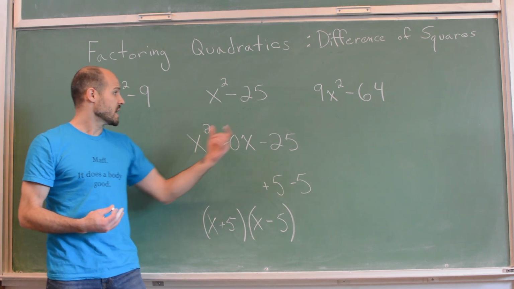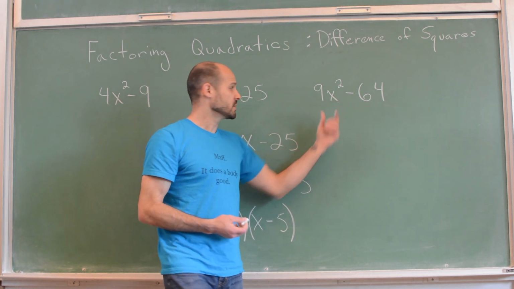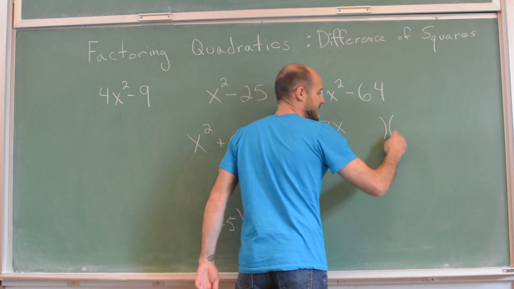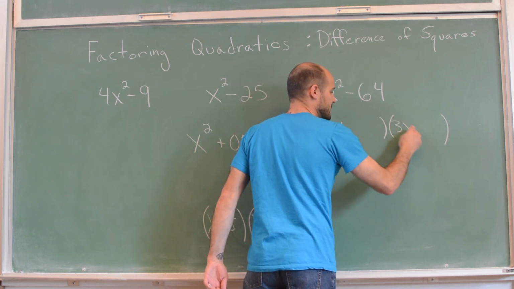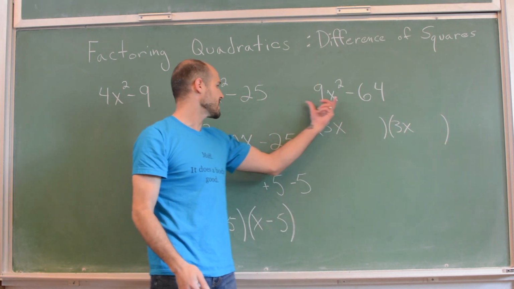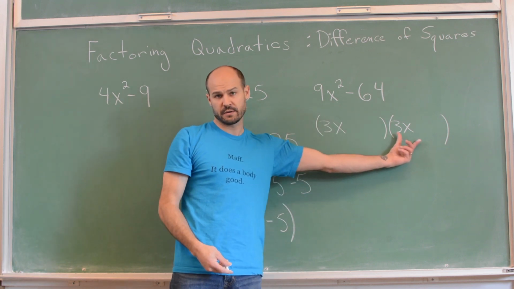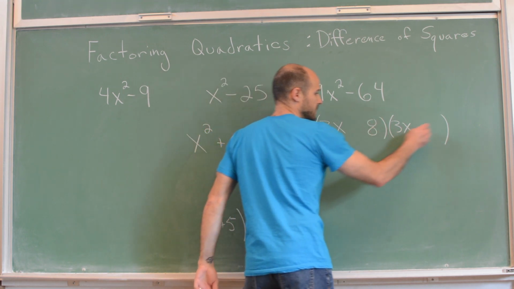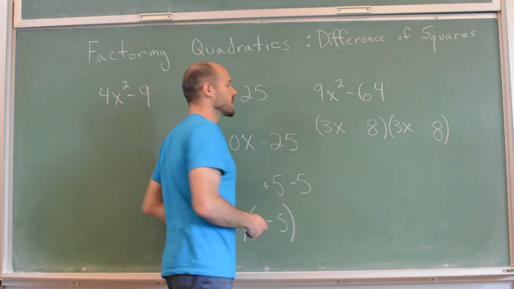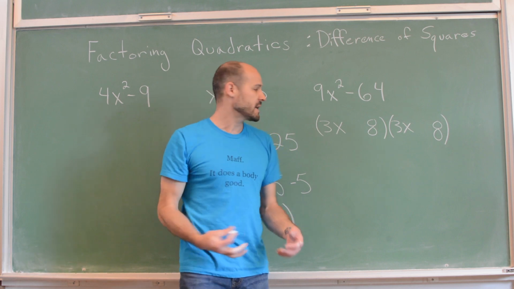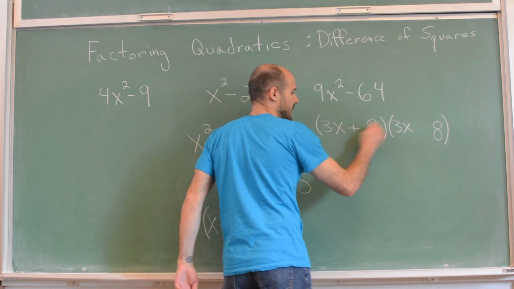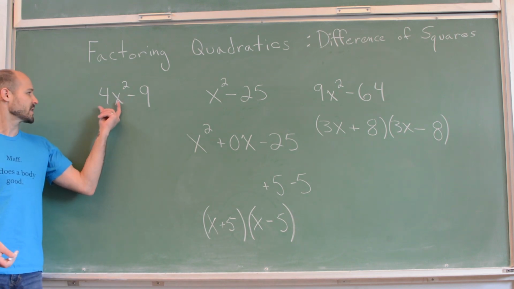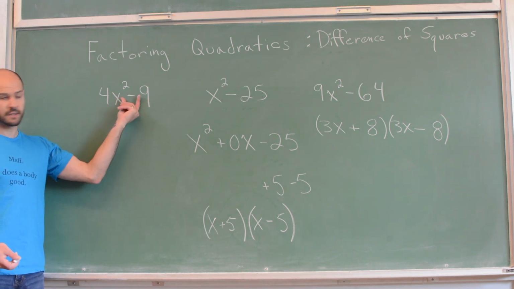All we do is we find the square root of the first term, and we plug that in the beginning of each set of parentheses. The square root of 9x squared is 3x, so it goes here and here. The square root of 64 is 8, so it goes here and here. And since we're working with a difference of squares, we've established that one of these is plus and one of these is minus. Again, difference of squares, perfect square, subtraction.